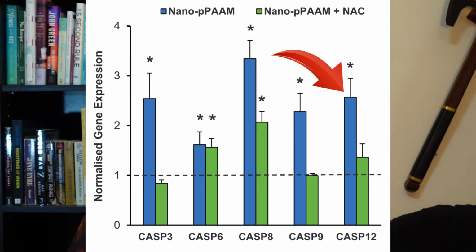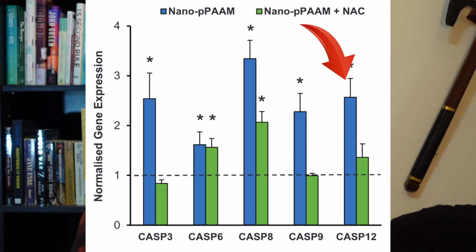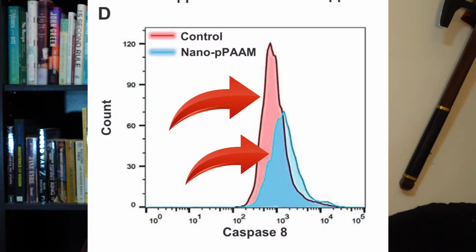And CASP12, which I believe is part of the extrinsic pathway because it deals with cell surface receptors that talk to the outside world, but nobody seemed to want to say the word extrinsic next to it, is in a similar boat of being about 2.5 times higher than normal and then being brought all the way back by NAC. They wanted to check their CASP8 results with flow cytometry, so that's where this one comes in.